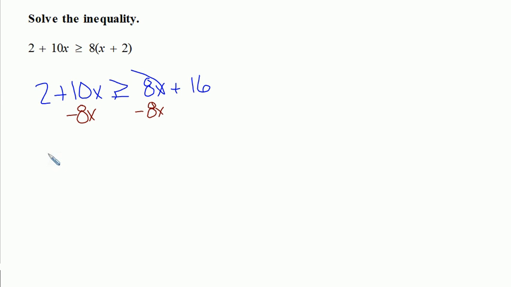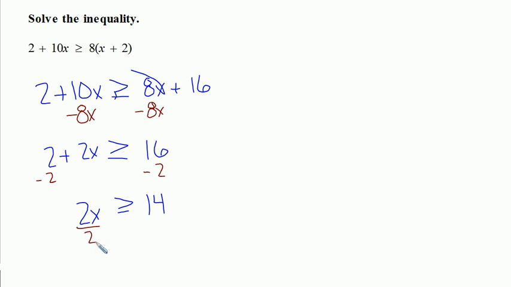The result there is 2 plus 2x is greater than or equal to 16, since this zeroes out. Now I want to start isolating this x term, so I'm going to subtract this positive 2 from both sides. The result there is 2x is greater than or equal to 14. And finally, we'll just divide both sides by 2. So x is greater than or equal to 7. That's our final answer for this problem.